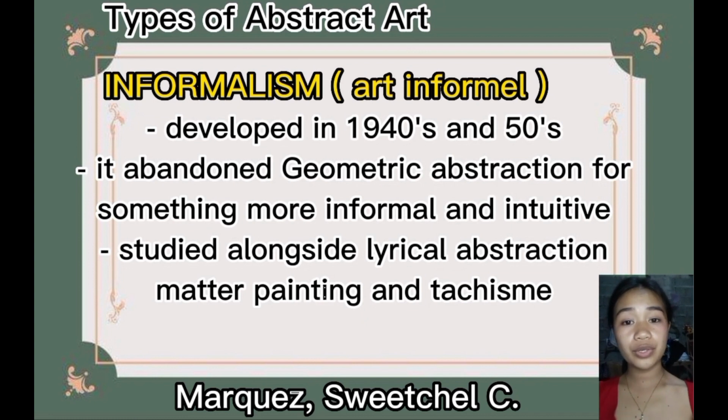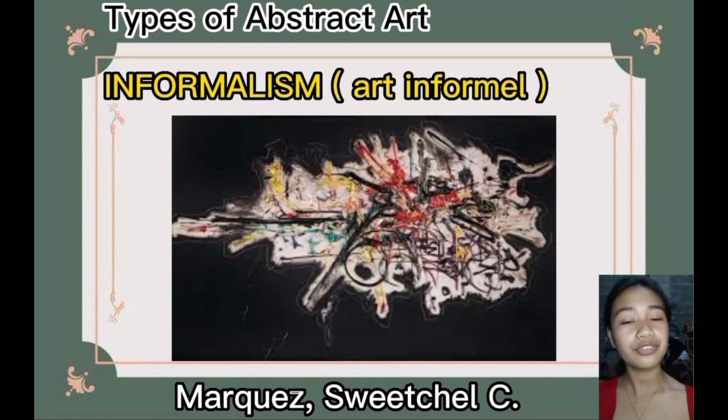Formalism, often known as art informel. It is an art movement that developed in the 1940s and 50s alongside other post-war movements. Informalism abandoned geometric abstraction for something more informal and intuitive. Art informel is often studied alongside movements such as lyrical abstraction, matter painting, and tachisme. And here is an example of informalism or art informel painting.